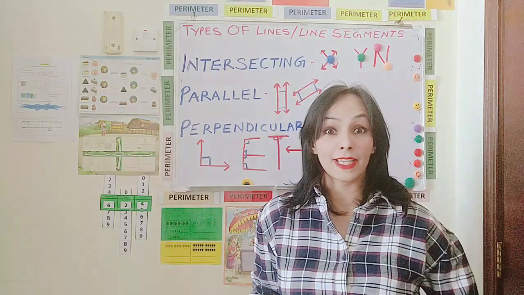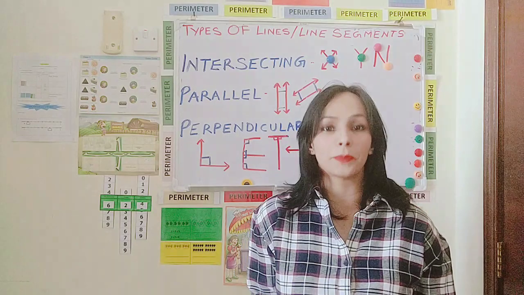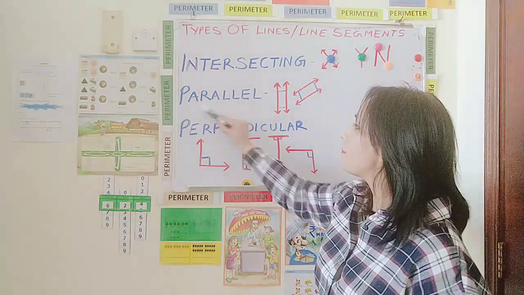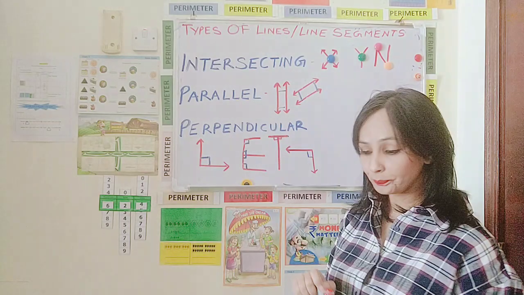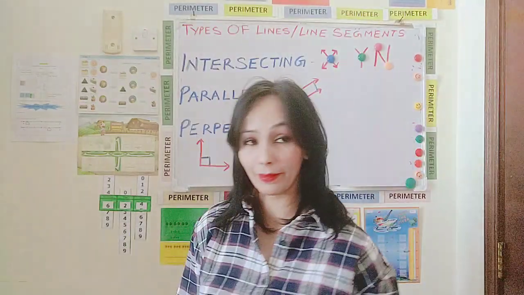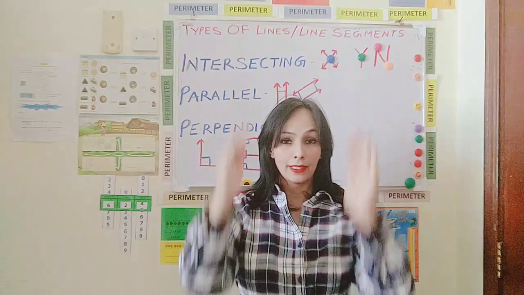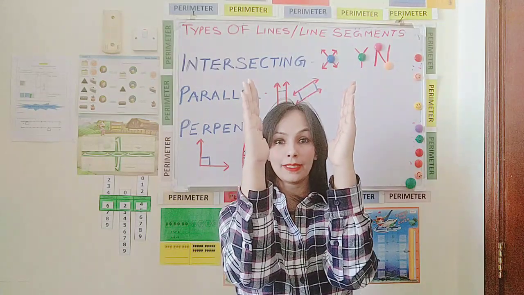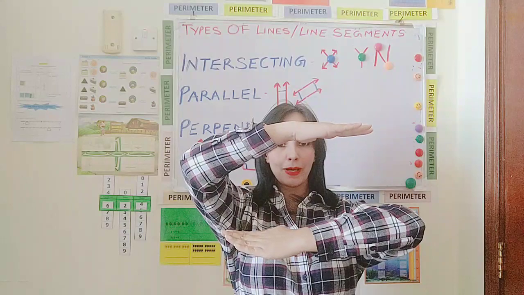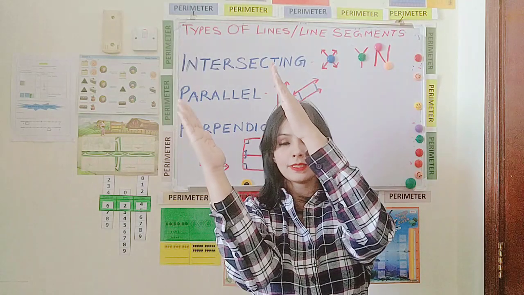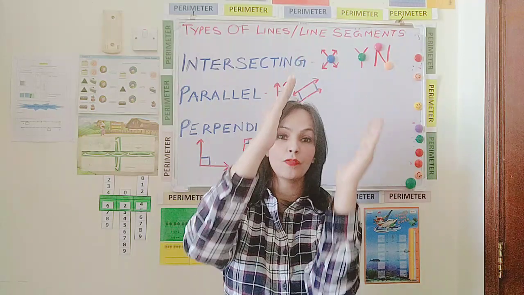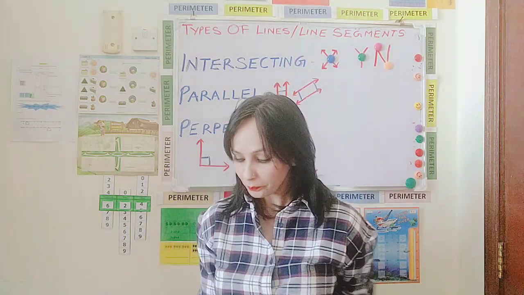So the lines which have the same distance and do not meet, and in the future also will not meet, are called parallel lines. Now how can you show parallel lines using your hands? Like this, you can do some PE exercise also. Like this, you can show parallel lines. This is an example of parallel lines, and this too is an example of parallel lines.